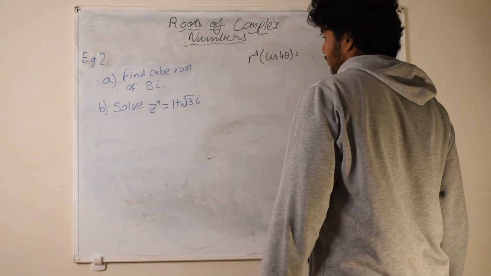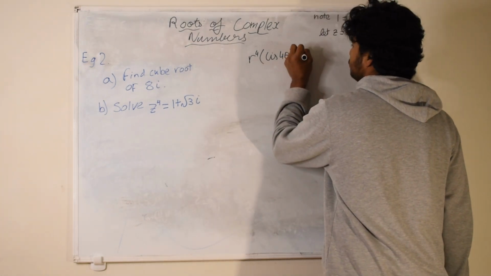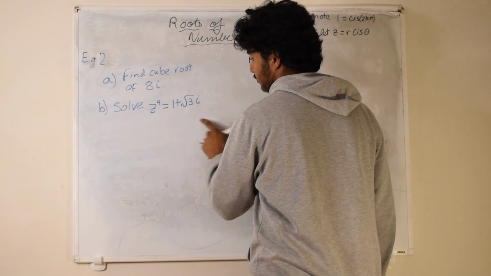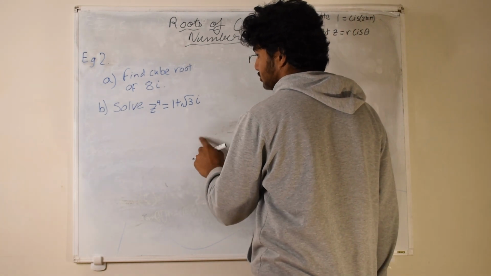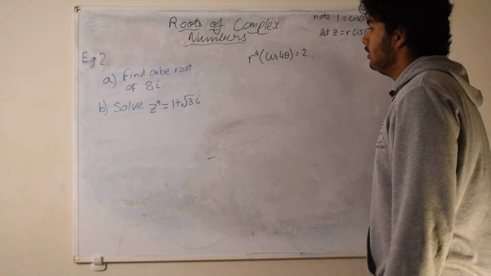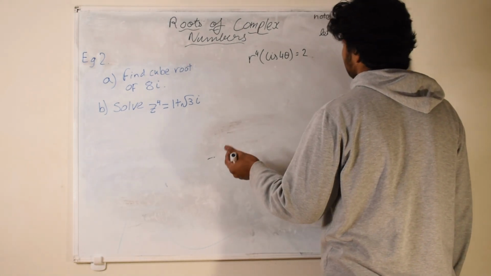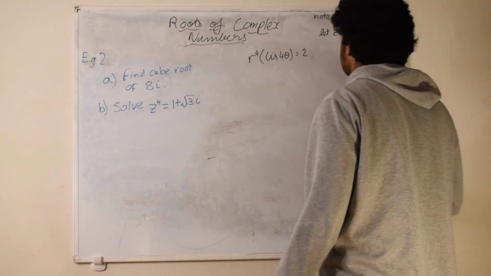1 plus root 3 i. The modulus of that straight away is 2. We know that because the square root of 1 squared plus root 3 all squared, the square root and square cancel out, is 1 plus 3, 4. The square root of that is 2. But for the modulus, we always take the positive case, which is 2.